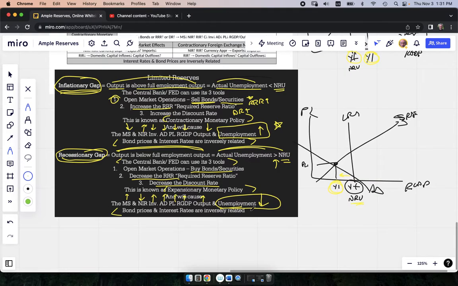Bond prices and interest rates are inversely related. Interest rates go up, bond prices go down. Interest rates go down, bond prices go up. That relationship's pretty straightforward, but there are always questions about bond prices, but it's easy to figure out.